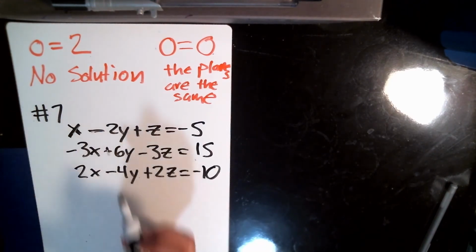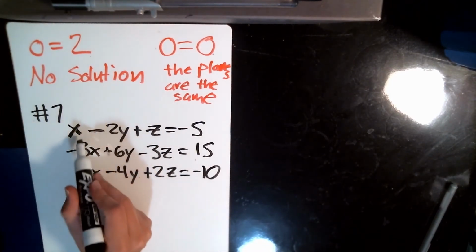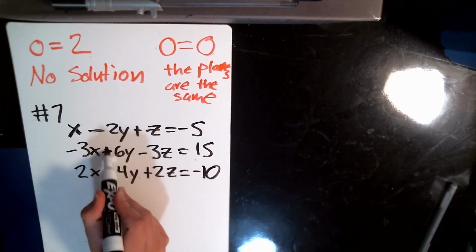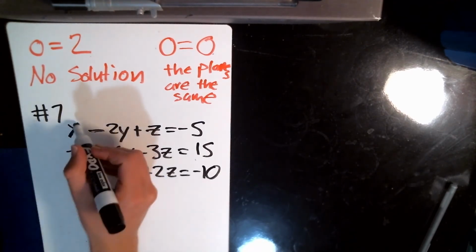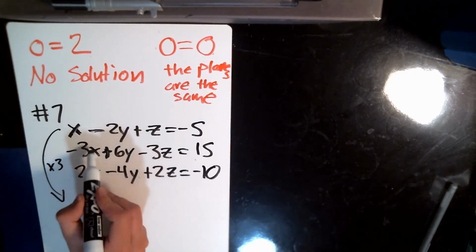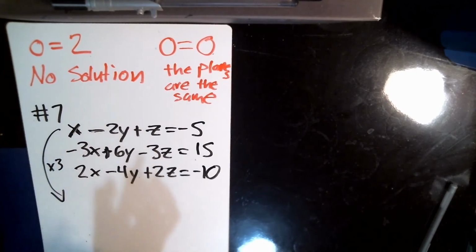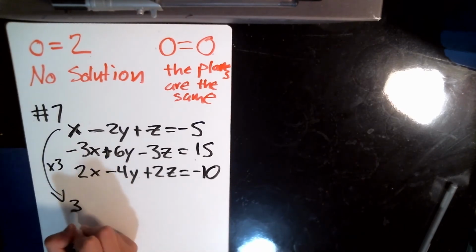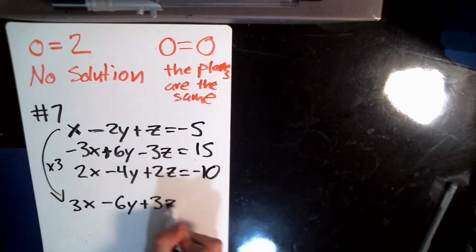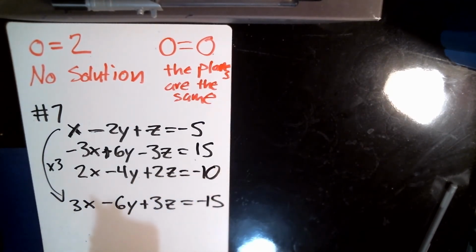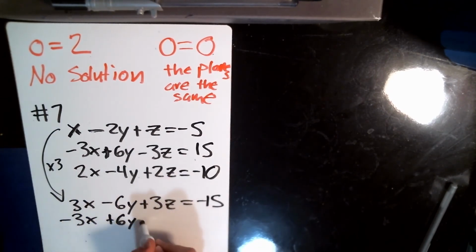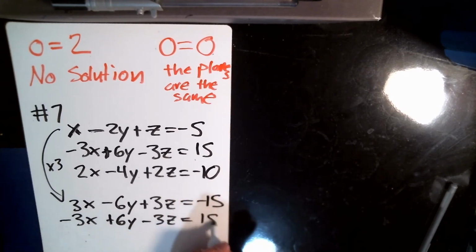So we've got x minus 2y plus z is -5. So what I would do here is I'm going to try and eliminate x, and you could do y or z as well, but x seems like a fairly nice one to do. So I'm going to times this top one by 3 to make it cancel with this -3x right there. So we get 3x minus 6y plus 3z is -15. And then we've got -3x plus 6y minus 3z is 15.